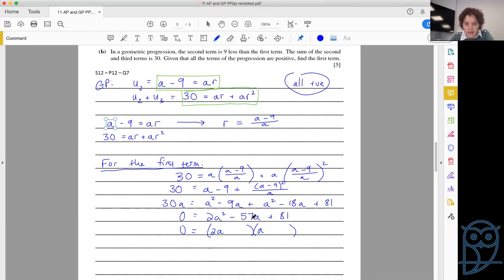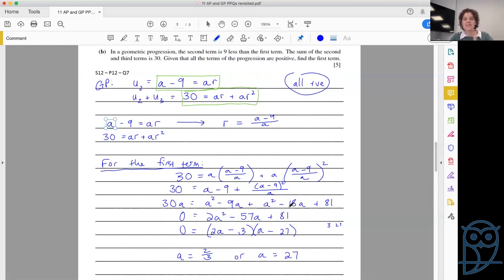So we need factors that add up and give us 57. So what have we got? 1, no, 2, no. 3 looks interesting. So 3 and 27. Yeah, because 2 times 27 is going to give us 54 plus the 3. So 27 and 3, like signs, both negatives. So if you need a revision of quadratics, shout. Okay, so here we have a bit of an issue because we have A equals 2/3 or A equals 27.